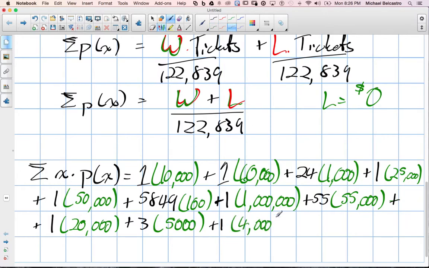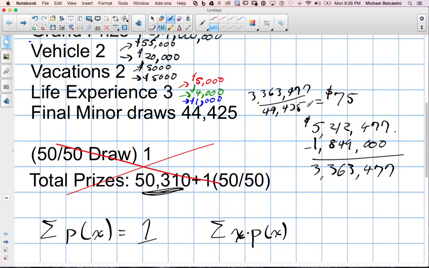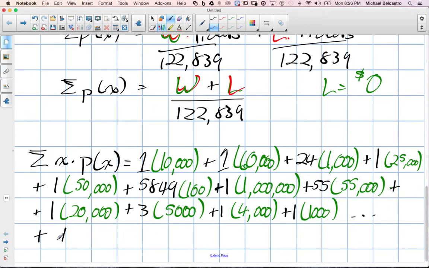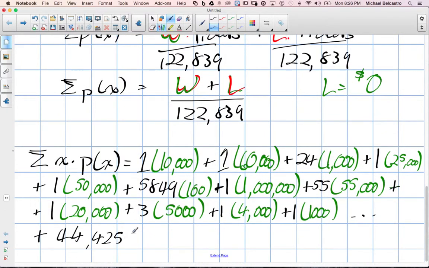So I'm going to get you to help me start calculating this. 1 shot at 1,000. And then finally, we'll do it on the next line here, the very last one. You get 44,425 shots at $75. Okay, and then there's actually one other one, and I'm going to write it in, but it won't really do anything.